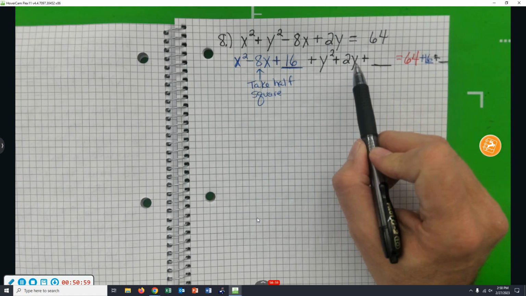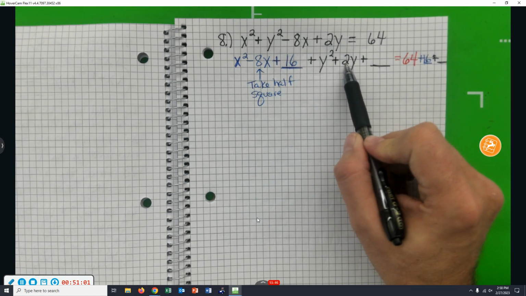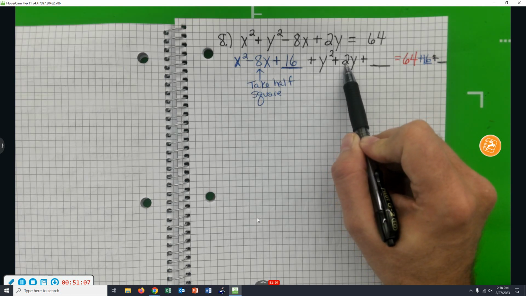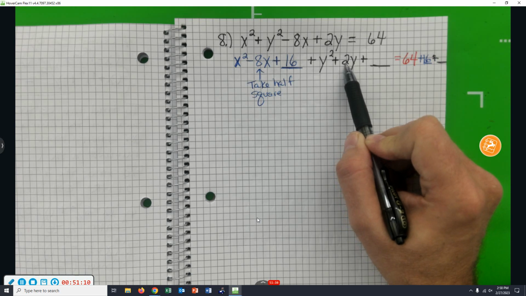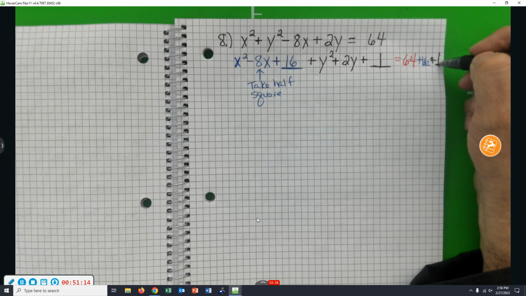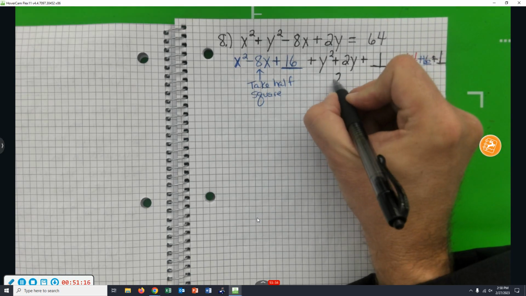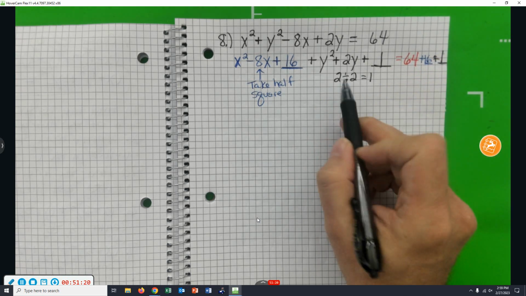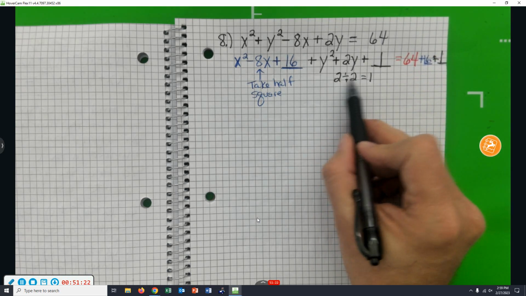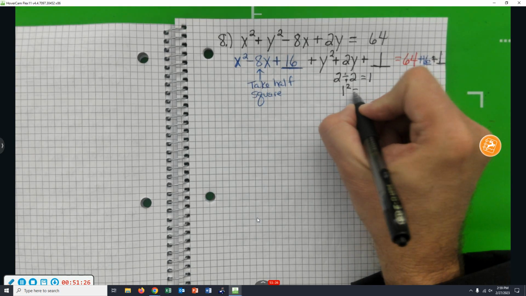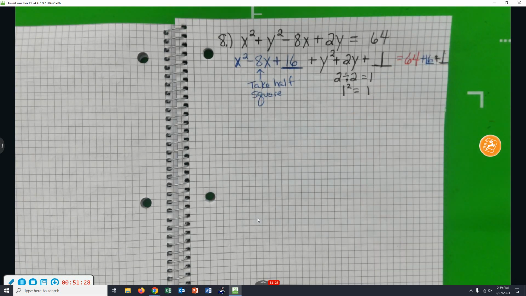Now for the black number. Take half of 2 and square it. Half of 2 is 1. 1 squared is 1. Okay. So here I'm writing it out symbolically. I'm taking half of 2. 2 divided by 2 is 1. 1 squared is 1.